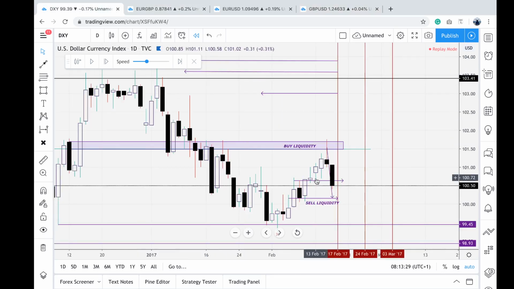So for the DXY, my final downside target would be this sell liquidity on DXY. Okay, so that would be my final downside target, as we're still going to be swinging positions from this level.